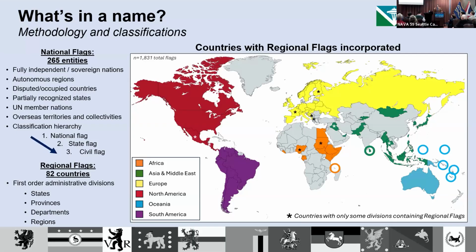I looked at 265 national flags, and I classified something as a national flag based on whether it was fully independent or sovereign, the autonomous regions, or partially recognized states. And I used a classification hierarchy. Obviously, I prioritize national flags over state flags and civil flags, picking only one flag for each entity.